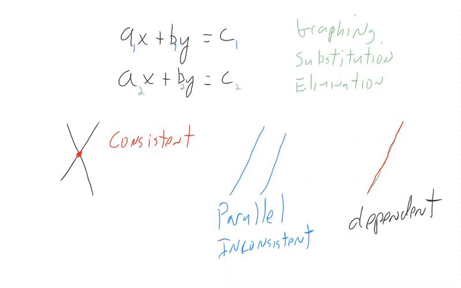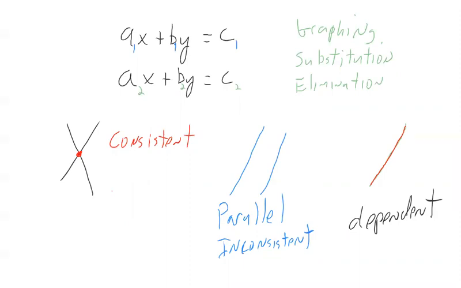Now, if two lines cross, they are consistent, and that means they share a point. If two lines are parallel, they never cross, and they are inconsistent, so they have no points in common. And then if I have two lines, which I'll redraw so you can see here, I have a line, and I have another line right on top of it. There are infinite solutions because they're the same line, and therefore they are dependent.